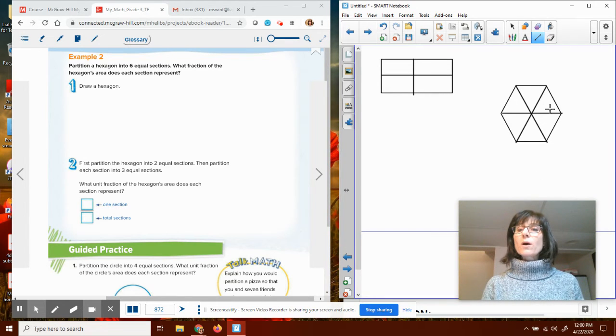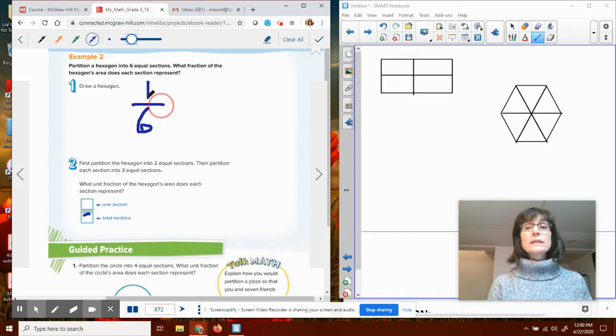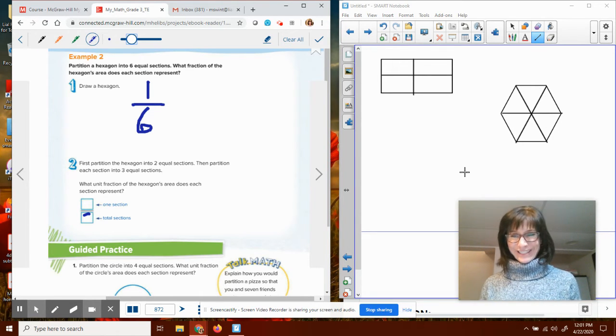Now, what would I call each of these sections? Well, remember on a fraction, the bottom number is always the total number that your object's been divided into. So when it says what fraction of the hexagon does each, I would have a 6 on the bottom as the denominator, and each section represents 1/6, 1/6, 1/6, 1/6, 1/6, 1/6. I have 6 unit fractions.